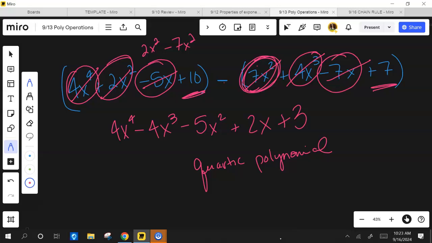Y'all were supposed to have a quiz today on exponents, since we spent 2 days on it. Why can't we just do it? We're not going to do it today. All right, let's multiply.